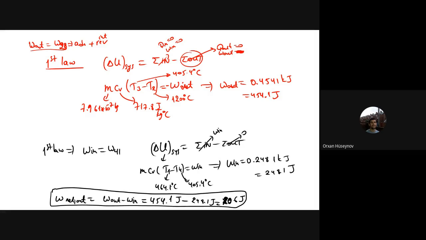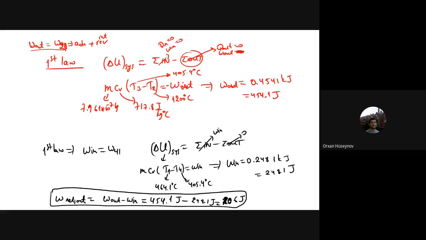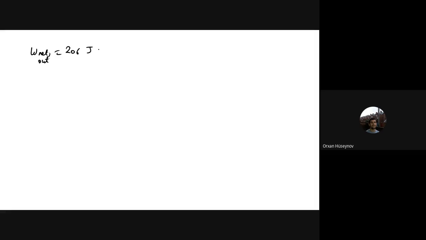Okay. So this is from one cycle. Okay, so that work net out, let me write it here, 206 joules per cycle. In one cycle, you get this amount of the work.